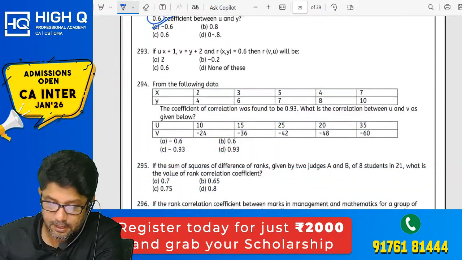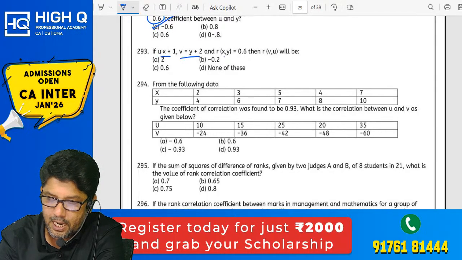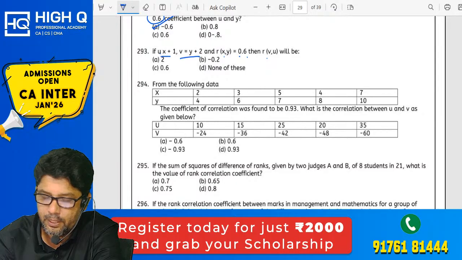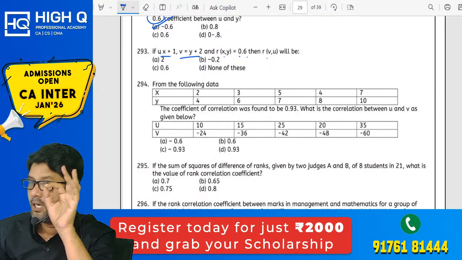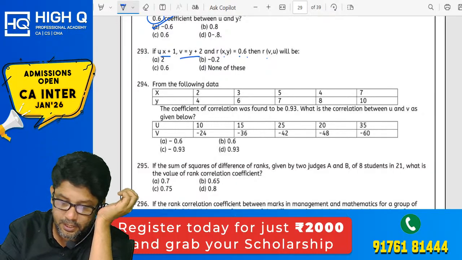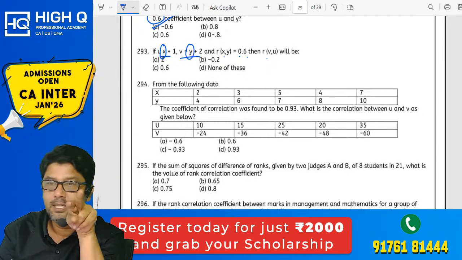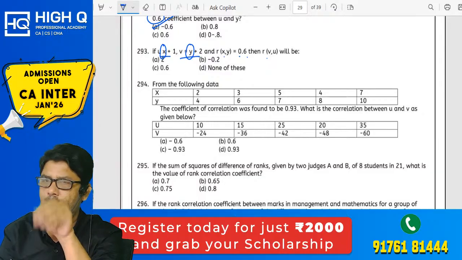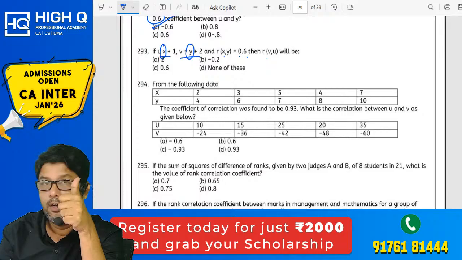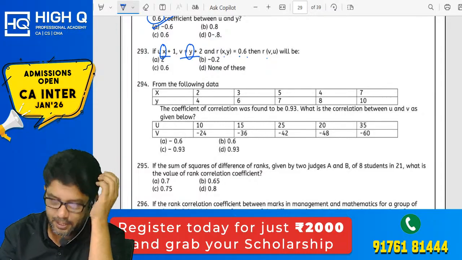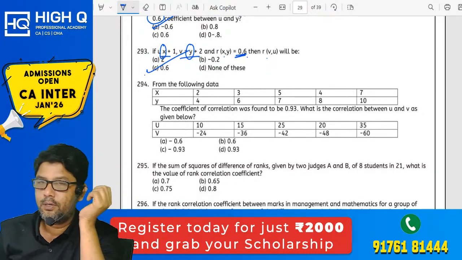Correct? Now, U is equal to x plus 1, V is equal to y plus 2. R(x, y) is equal to R(u, v). Listen here: R is not affected by shift of origin or change of scale. It is only affected by the sign of the change of scale. Here, the coefficient of x is positive and the coefficient of y is also positive. Both have the same sign, either both positive or both negative, so R remains the same. If opposite signs, then R is negative. So therefore, here 0.6 means 0.6 only.